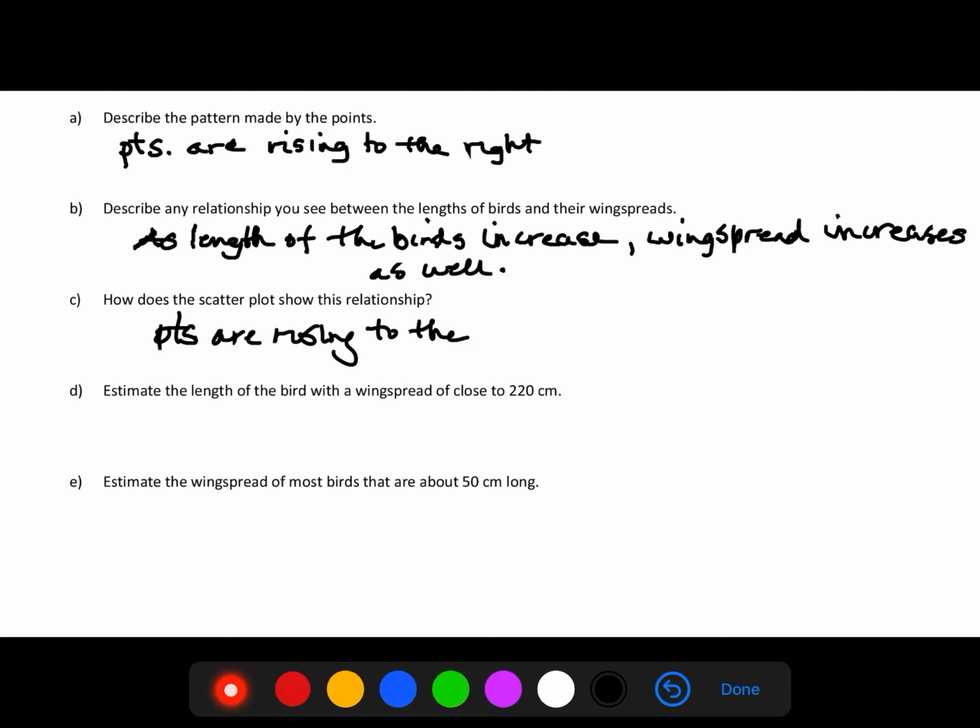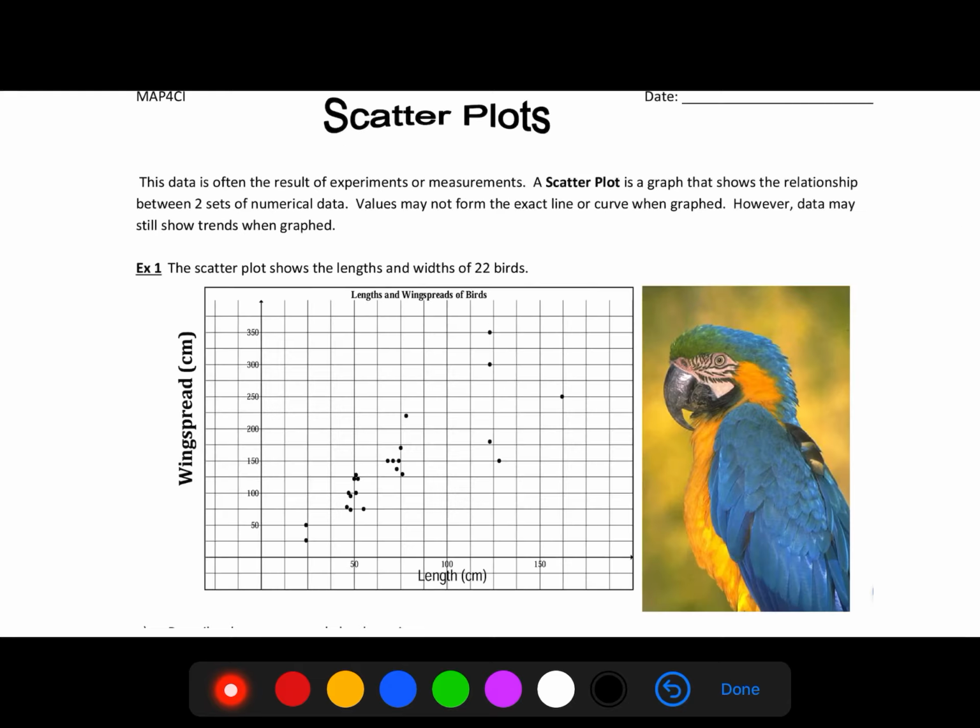Okay, so the scatter plot shows this relationship. Again, same thing as A. The points are rising to the right. And if we think about our linear equations in particular, that means that we have a positive slope. Now, we don't have an exact value here, but we still have a positive correlation between the data because as one increases, so does the other.